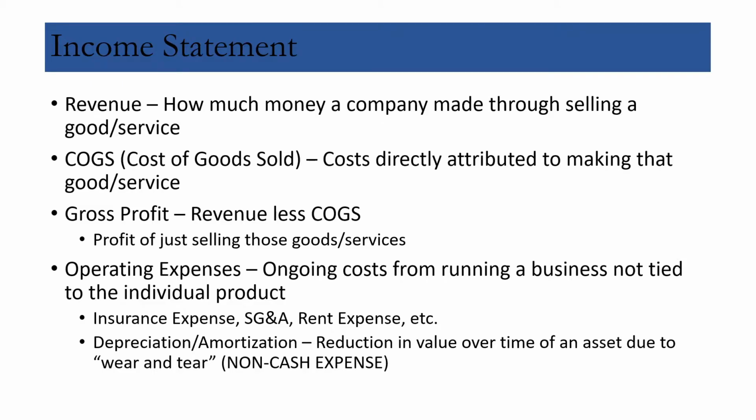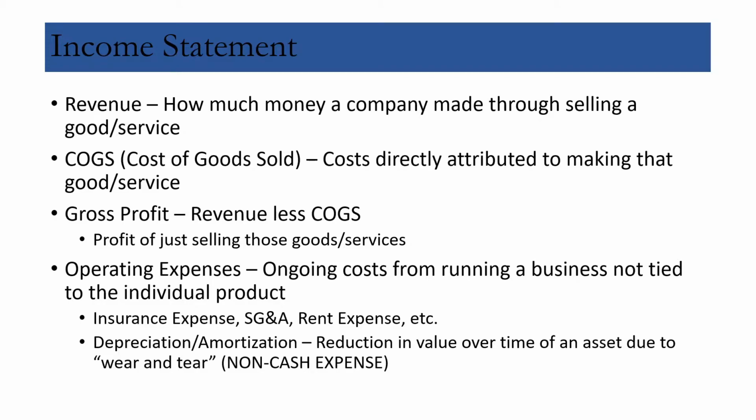Some of the other expenses are our operating expenses, and our operating expenses are all the other expenses that are key to running the day-to-day operations of our business. Things like insurance, selling, general and administrative expenses, like executive salaries, advertising, marketing, whatever it may be, our rent, things like that. And then we have a very, very important one, which is depreciation and amortization.